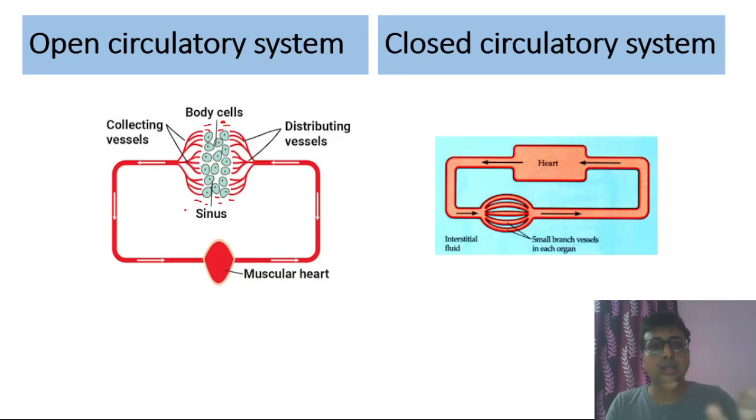So the cells are in direct contact with blood in this, but in the closed system the cells do not come in direct contact with the blood. The blood always flows in tube-like structures, tubes and tubules. It flows from the heart into the artery, arterioles, capillaries, then to the venules, then veins, and then reaches the heart. So this is a closed circuit, so it is called the closed circulatory system. It is seen in annelids and in chordata.